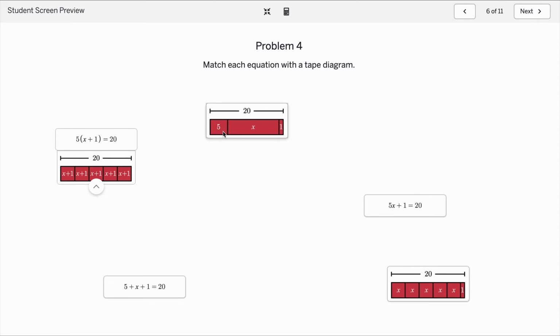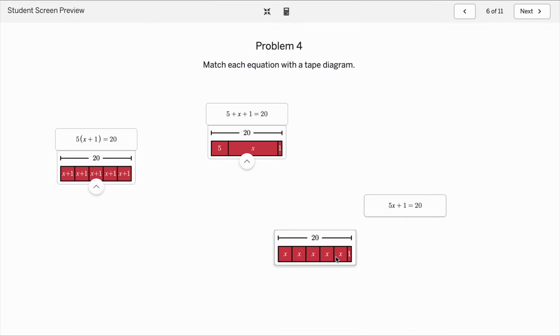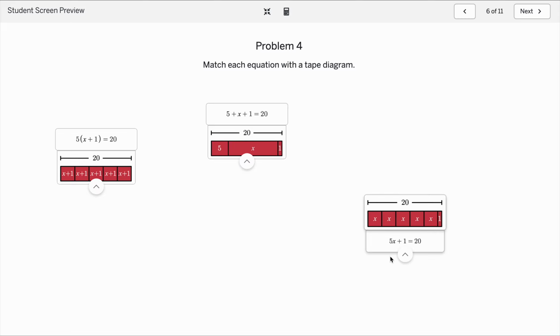And then this one I have 5, add x, add 1 equals 20. So I have to look and I see this one here. Those obviously match because each of these boxes will be represented by one of these numbers or variables. And then this one I have 1, 2, 3, 4, 5 of the same boxes. So 5x, add 1. So obviously it goes there.